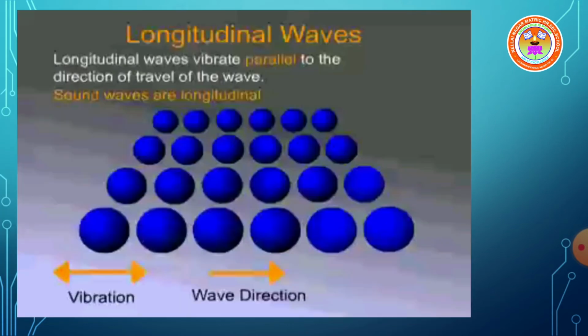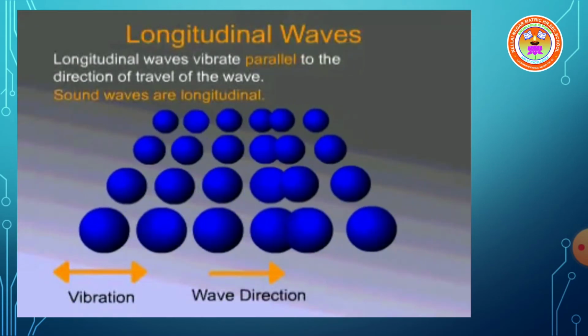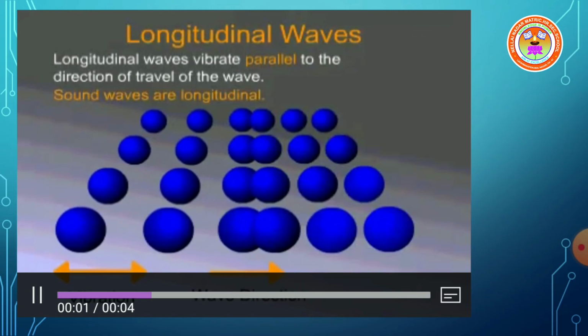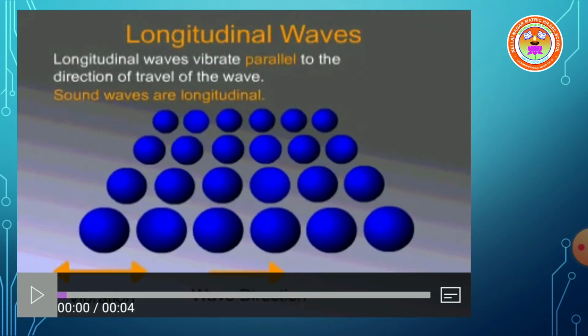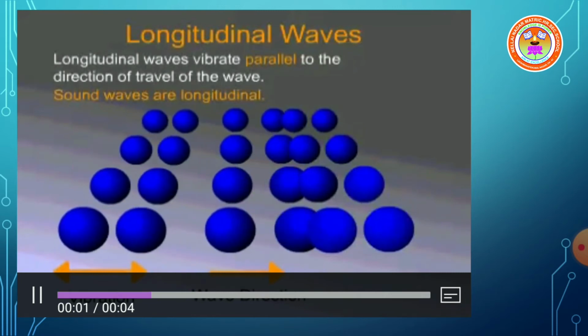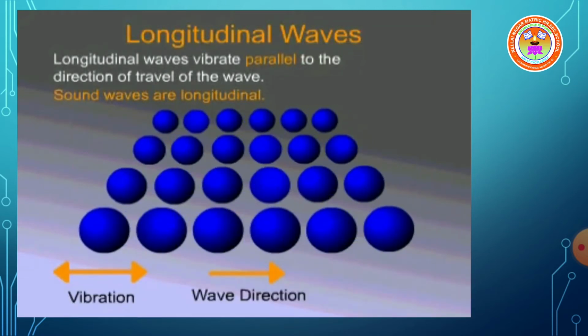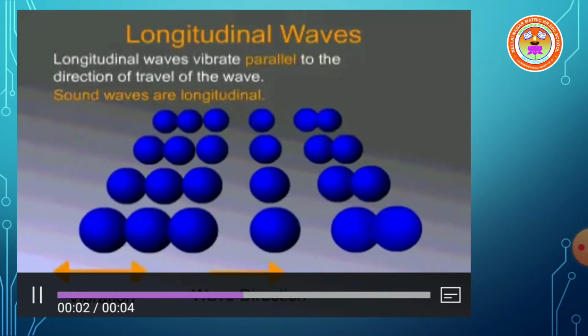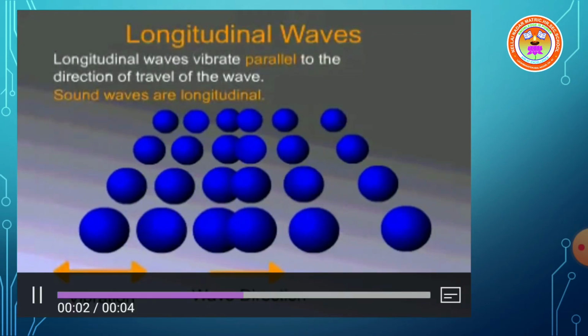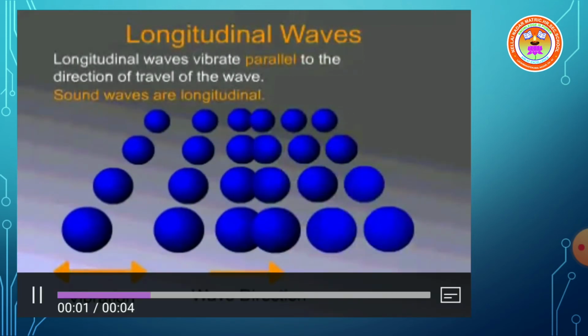Next we are going to discuss longitudinal waves. What are longitudinal waves? Longitudinal waves vibrate parallel to the direction of travel of the wave. Sound waves are, very good children, longitudinal waves. In a longitudinal wave, the particles of the medium vibrate in a direction which is parallel to the direction of propagation of the wave. For example, waves in springs and sound waves in a medium. Longitudinal waves are produced in solids, liquids, and also, very good children, in gases.